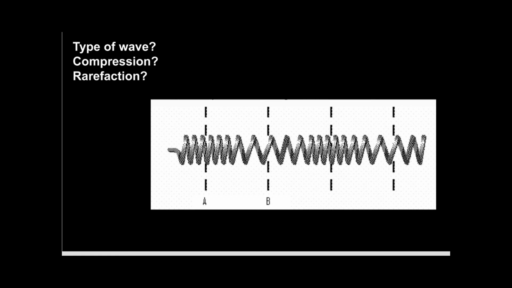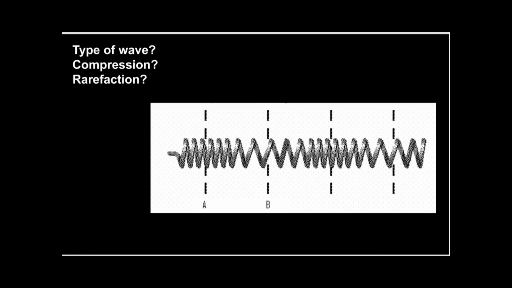So we have two types of waves basically. We have something called a longitudinal wave and something called a transverse wave. Let me get my pen here. Okay, so this right here is a longitudinal wave. And to me, a longitudinal wave looks like a slinky. And then a transverse wave looks more like an ocean wave.